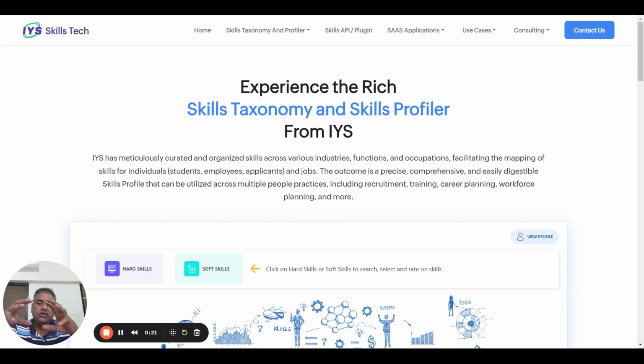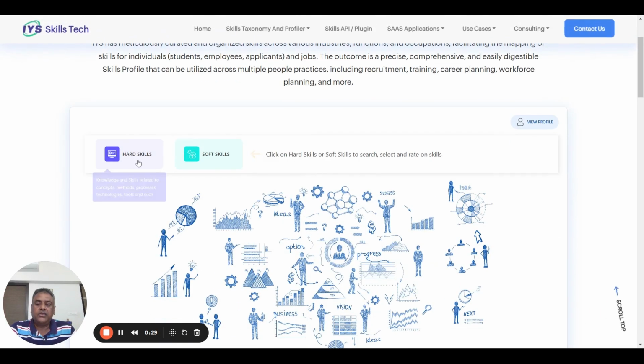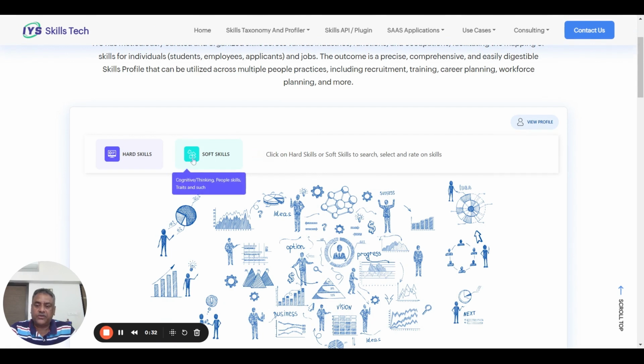The skills taxonomy covers the skills in the different industries and functions. And then the skills are organized in terms of the hard skills and soft skills. The hard skills include knowledge, that is, of concepts, methods, process, and so on. It includes tools, technologies, domain expertise, certifications, and activities also. The soft skills include the cognitive skills, the people skills, and so on.